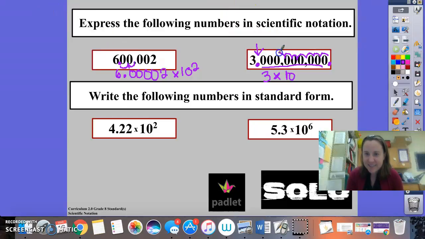We were counting at 6, 7, 8, 9, 10 to the 9th power. Remember, it's a positive and not a negative here. If I said -9, I would be saying that I started out with a really small decimal, a number that was way less than 1.